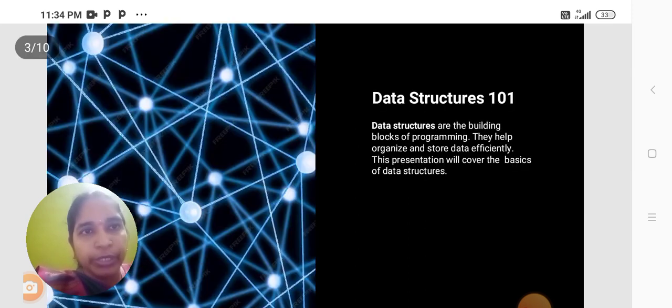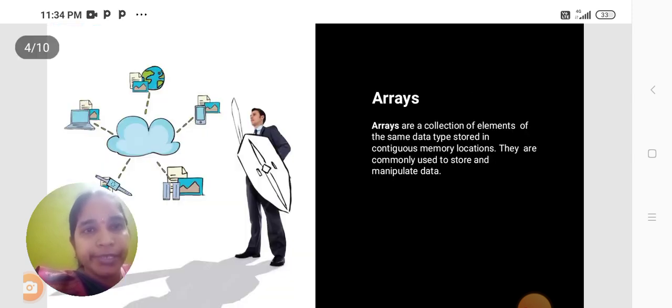Women, Thiruchengode. Today we are going to discuss the subject Data Structure. Introduction to Data Structure, Unit 1. Data structures are the building blocks of programming. They help organize and store the data efficiently. This presentation will cover the basics of data structures.